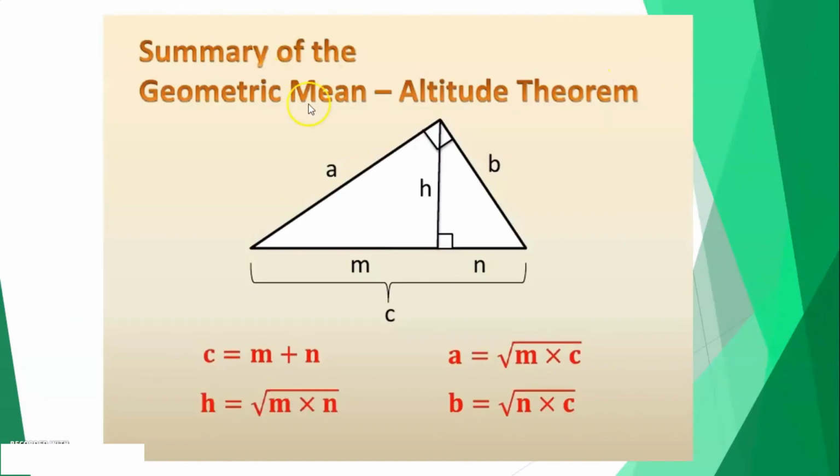Okay, so in summary, this is the geometric mean altitude theorem. C here is the hypotenuse, which is m plus n. H is the altitude to the hypotenuse, which is the geometric mean of m times n. A here is a leg, which is the geometric mean of the hypotenuse C and the segment adjacent to it, which is m. And the other leg B is the geometric mean of the hypotenuse C and the segment adjacent to B, which is n. So let's have an example.